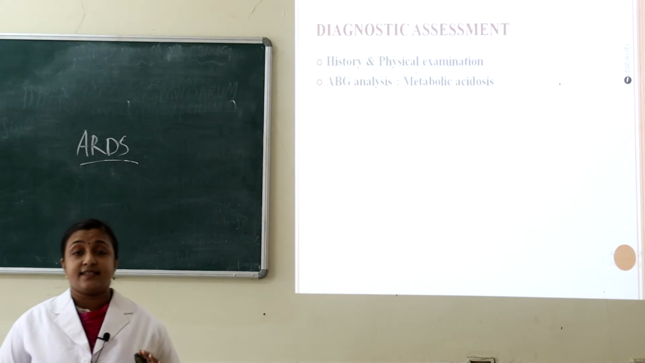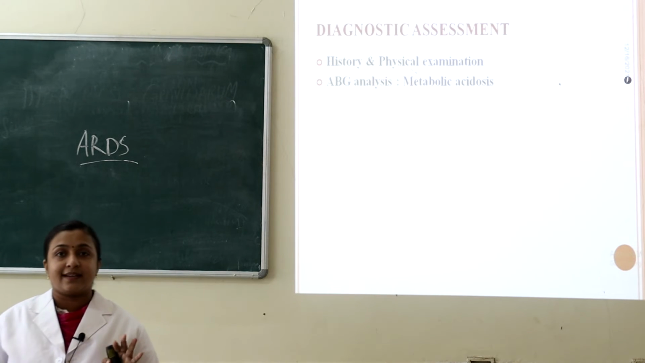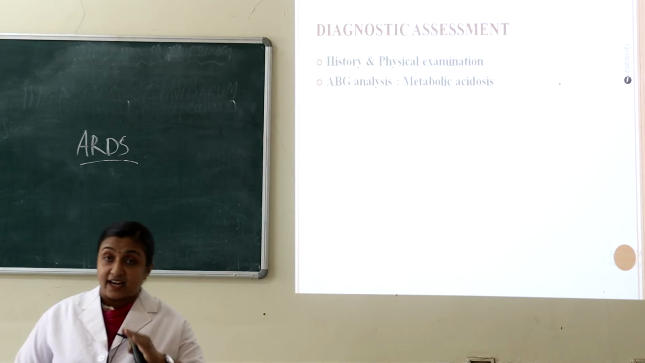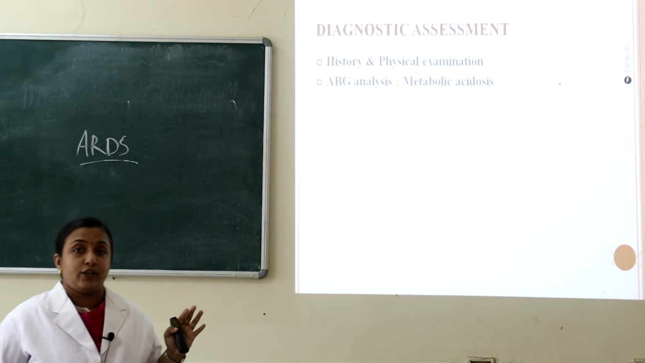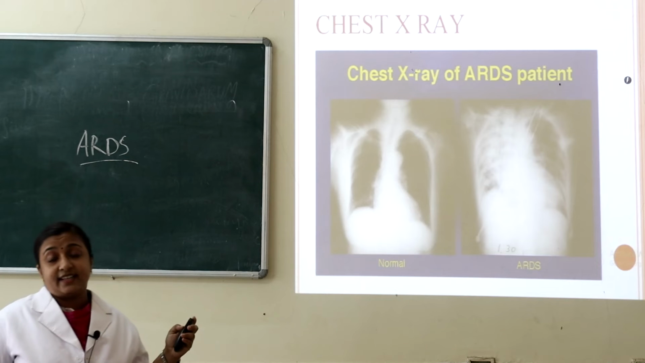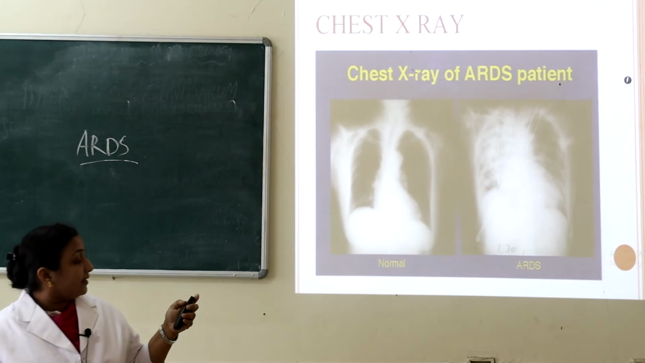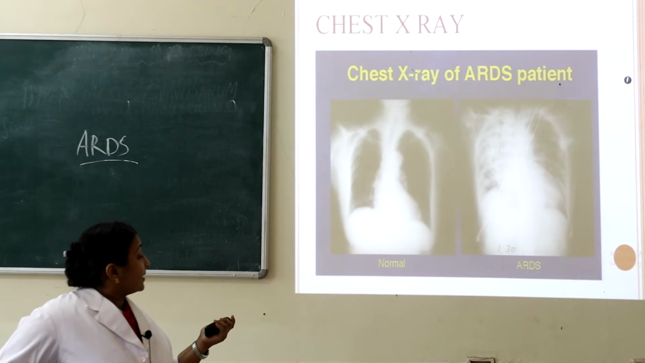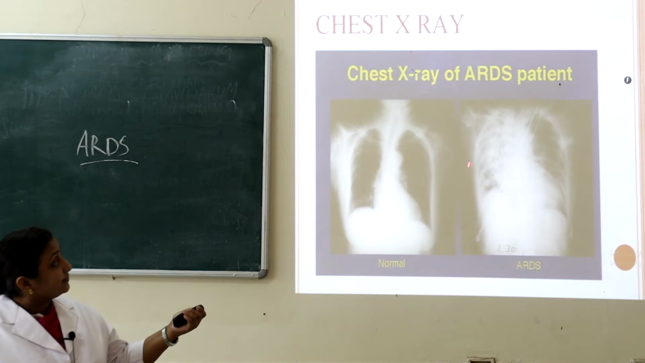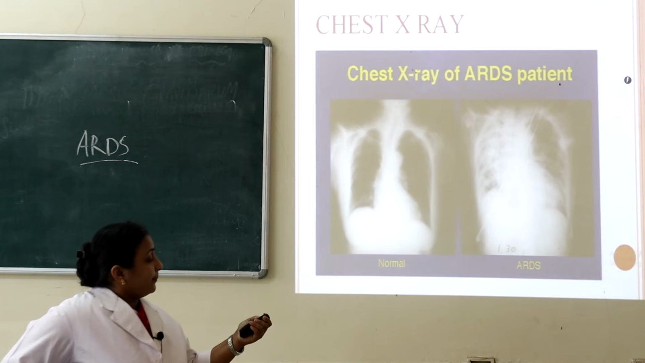The ABG analysis is also very important to identify the level of oxygen as well as the carbon dioxide level of the blood. By doing ABG in ARDS patients, we can see the metabolic acidosis. The next is the X-ray, which is very important. In the X-ray, we can see the white snow appearance. This is a normal X-ray. We can see the scarring of the lung tissues in the periphery as well as the central part of the lung. We can see this picture.